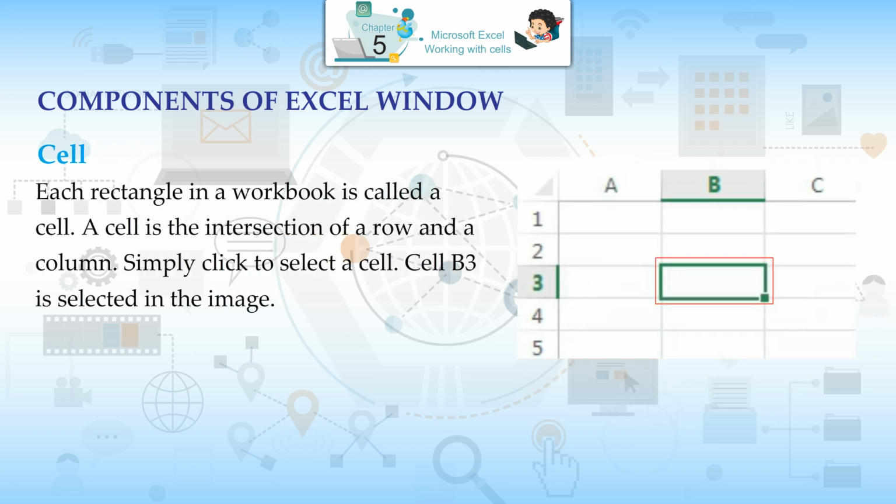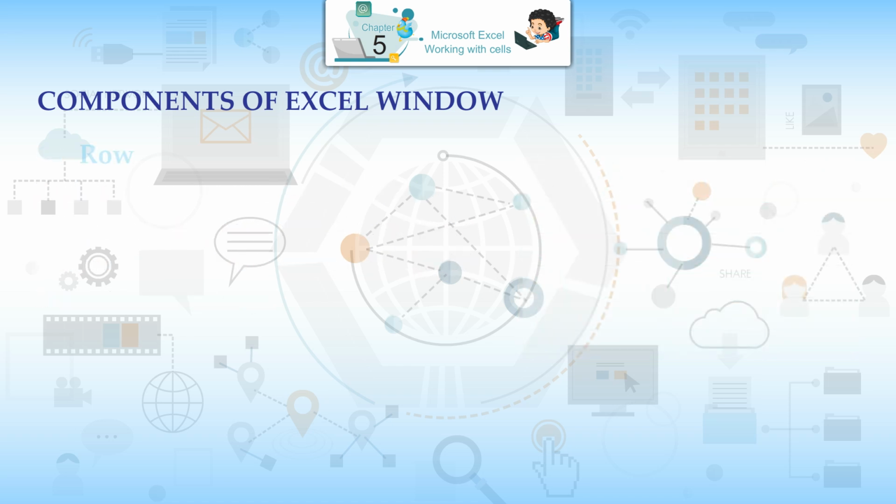Cell. Each rectangle in a workbook is called a cell. A cell is the intersection of a row and a column. Simply click to select a cell. Cell B3 is selected in the image.